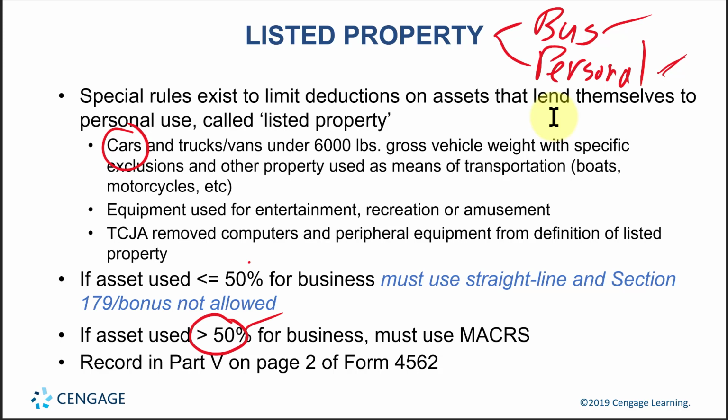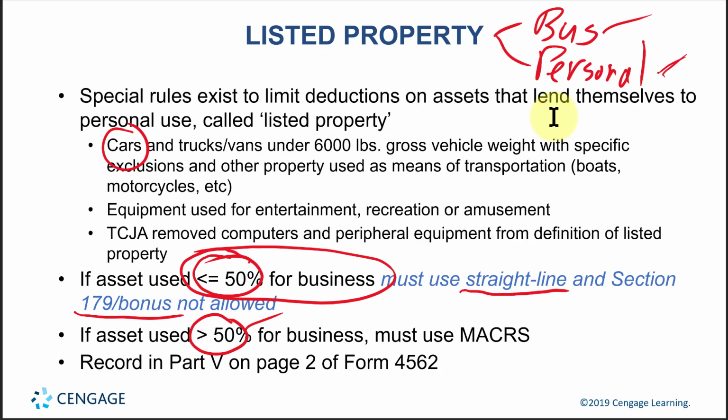Now, when your business use is equal to or less than 50%, you cannot take 179. You cannot take bonus depreciation. Also, when you calculate the MACRS depreciation, you cannot use that double declining, 200% declining balance. You cannot use that 5 or 7 year short life classification. You have to use straight line method of depreciation. You have to probably use a longer, maybe 10-year life for depreciation. That's if your business use is 50% or less.